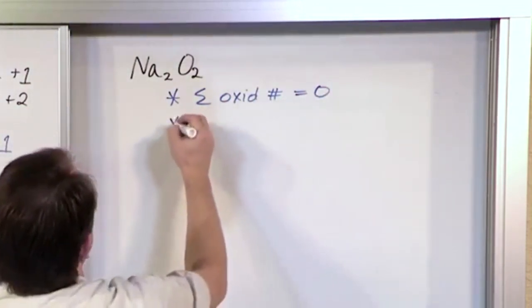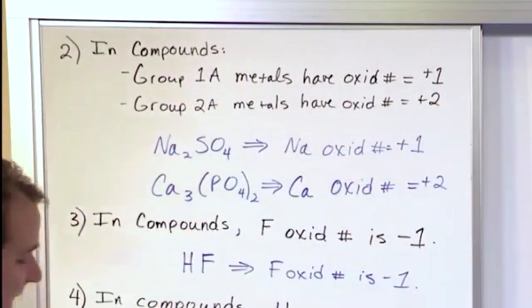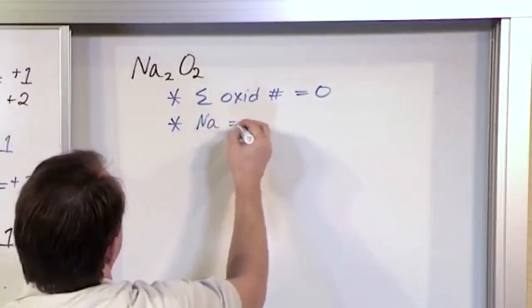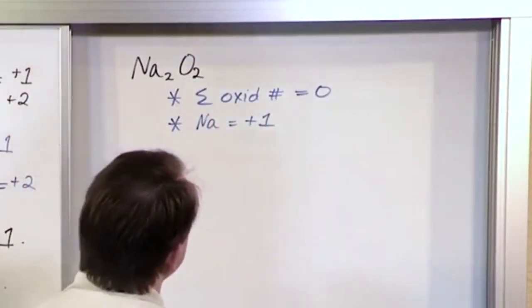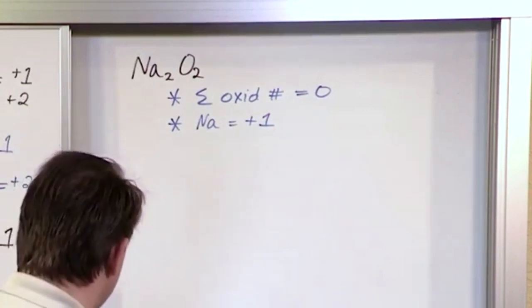All right, so then let's go down the list. Okay, do I have any group 1A metals? And the answer is I do. I have a lot of sodium here. So the sodium is +1. All right. And then the question is, you always have to circle back every time you write something down. Do I have enough information to find the answer to all of these things?